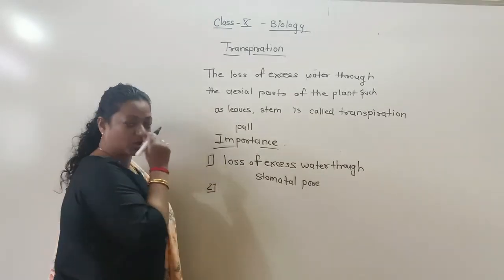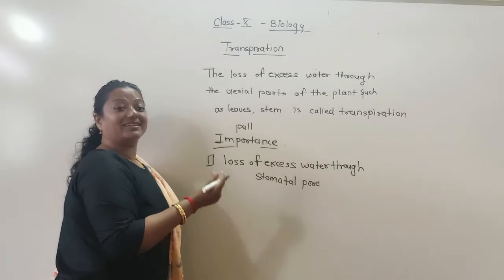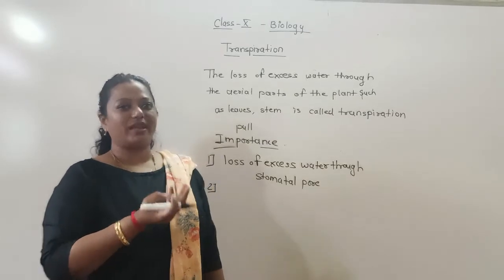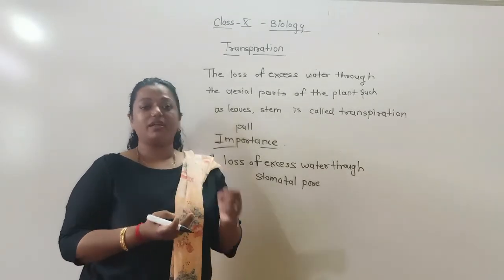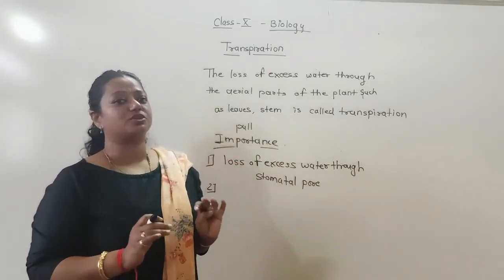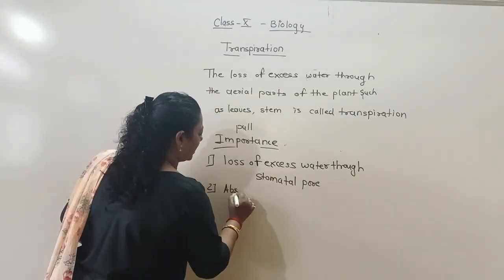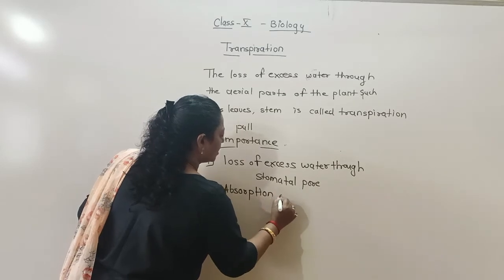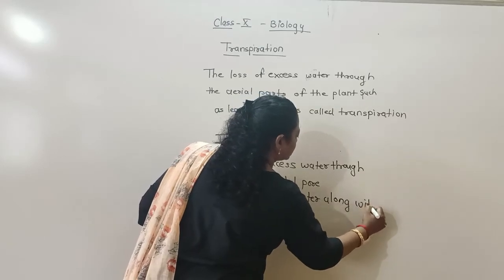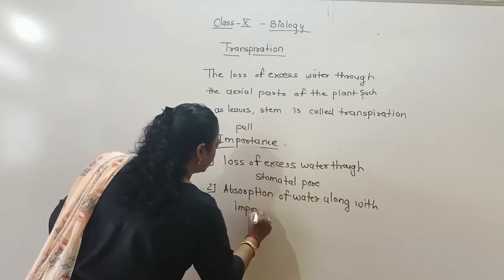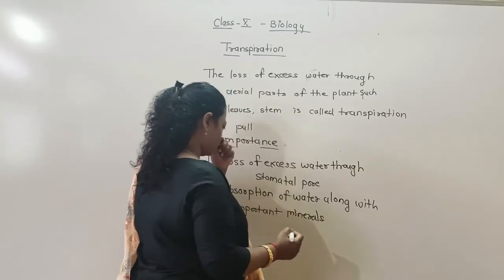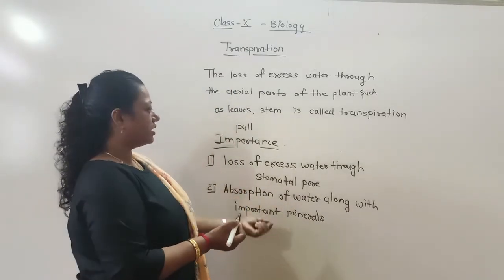And second, it creates a suction for the plant, and that suction is exactly equal to when we drink water or any juice or any beverage. When we drink it with the help of a straw, the same process is taking place here in the transpiration pull. Absorption of water along with important minerals. Minerals are dissolved in the soil, and those minerals are absorbed along with the water.